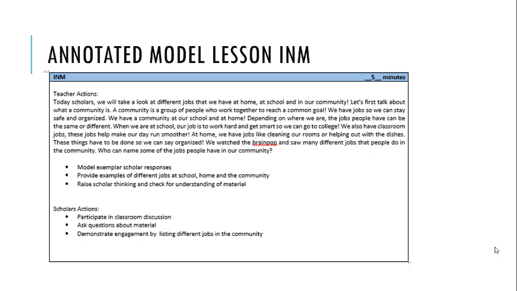For the intro to new material, I will explain that in this unit we will be looking at different people and different jobs within our community. I will explain what a community is, and I will explain why we have jobs. I will then explain that depending on where we are, our jobs can be different from one place to another. Example, our jobs at school versus jobs at home. I will explain that these jobs have to be done in order to keep ourselves organized. Scholars should be participating in the classroom discussion, and teachers should model exemplar scholar responses.